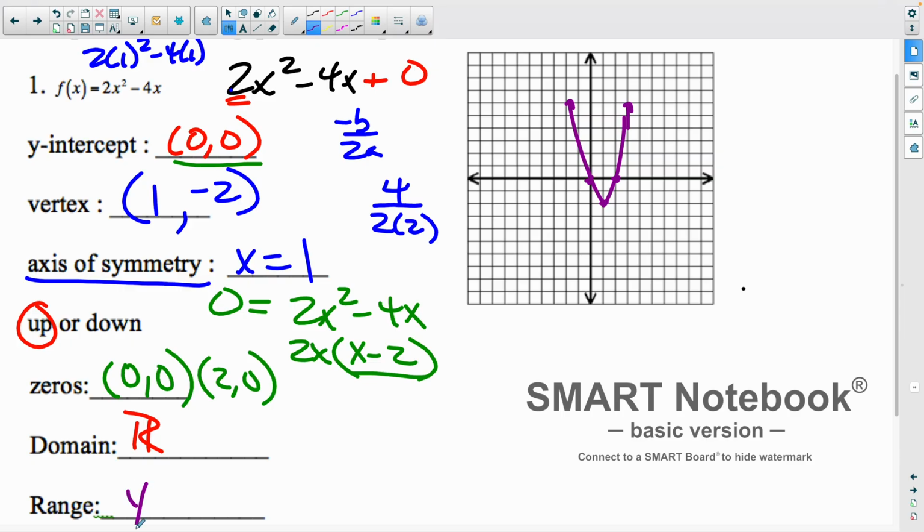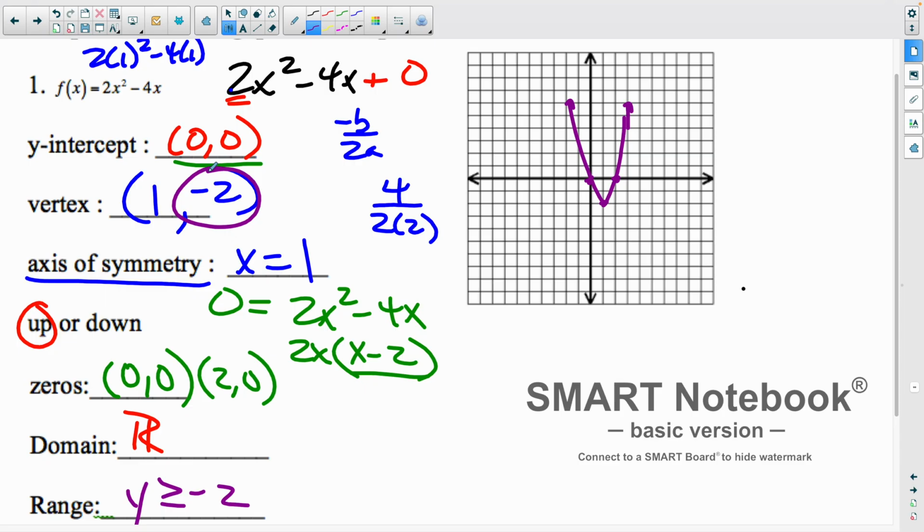Y is greater than or equal to -2. Where's the -2 coming from? The vertex. The vertex is always going to be either the highest part of the problem or the lowest part of the problem in quadratics.